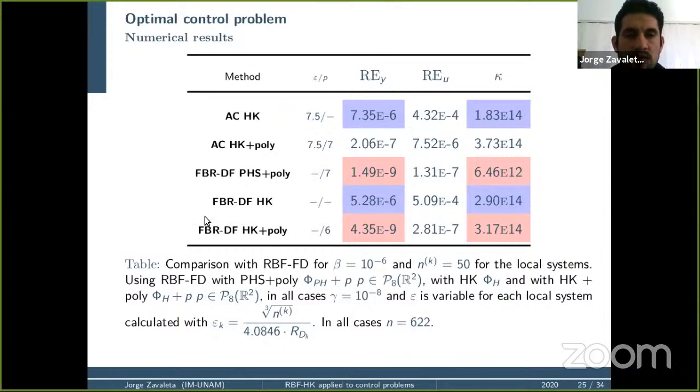And also, as we need to calculate every weight in the discretization at every point, we are using a different shape parameter for all these discretizations of the operator. So it is variable for all the disks that estimate the weights in the local methods.